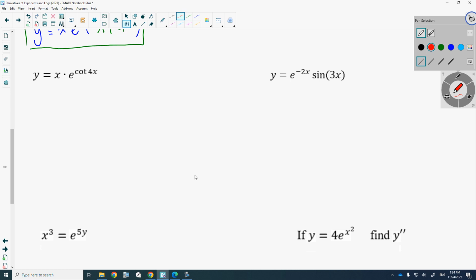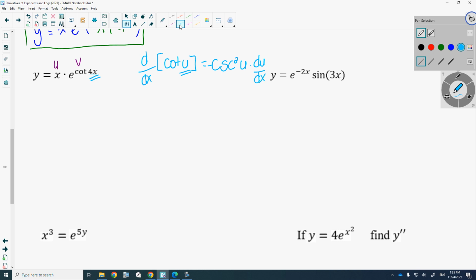Okay, let's do this one. Now again, this is going to be a product law question. So this will be u, and this will be v. So uv prime plus vu prime. Let's quickly review the derivative of cotan. So differentiating cotan of u with respect to x, the derivative of cotan is negative cosecant squared u, and then we differentiate the inner function, which would be du dx.